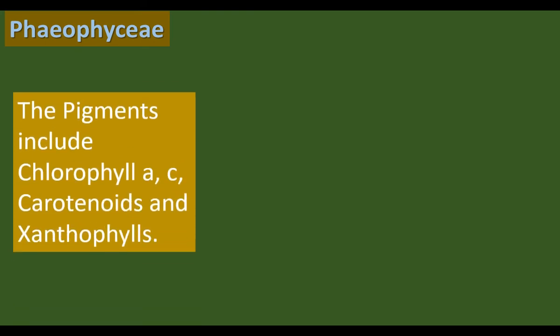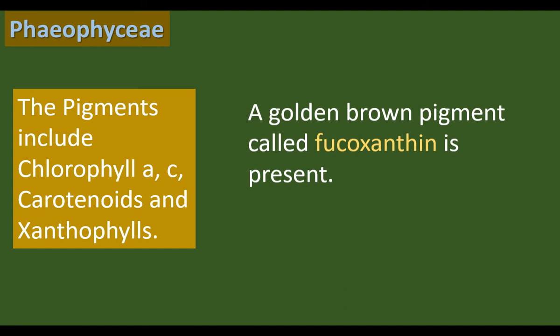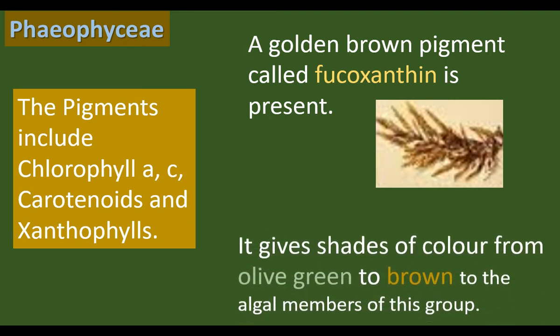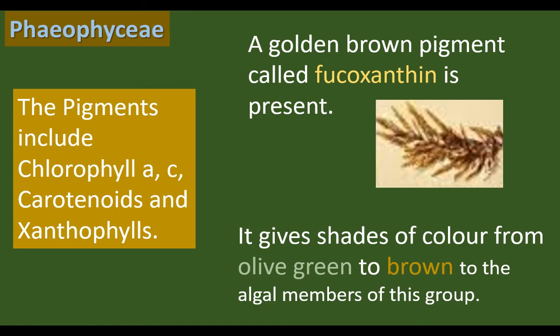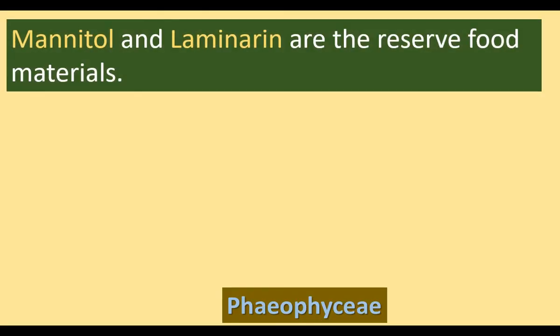Chlorophyll a, chlorophyll c, carotenoids and xanthophylls are commonly found pigments in this group. A golden brown pigment called fucoxanthin is also present. The fucoxanthin gives different shades of color to the members, between olive green to brown. They store mannitol and laminarian starch.